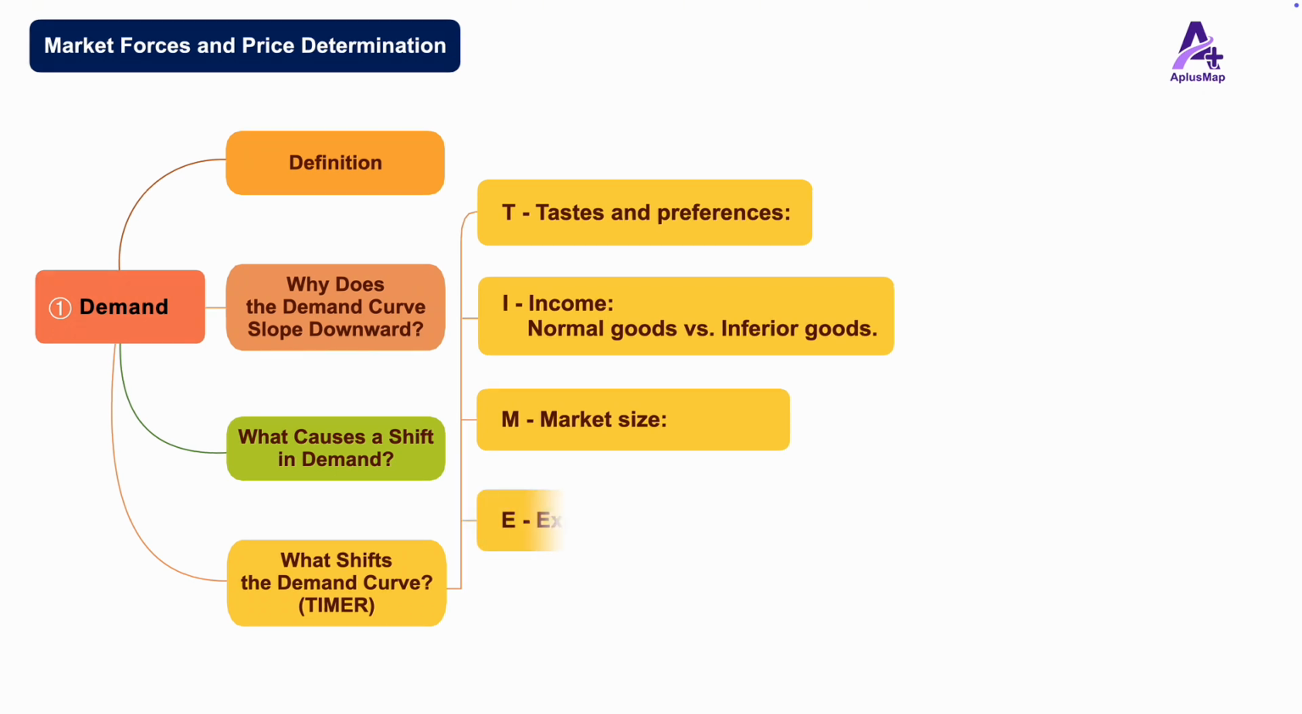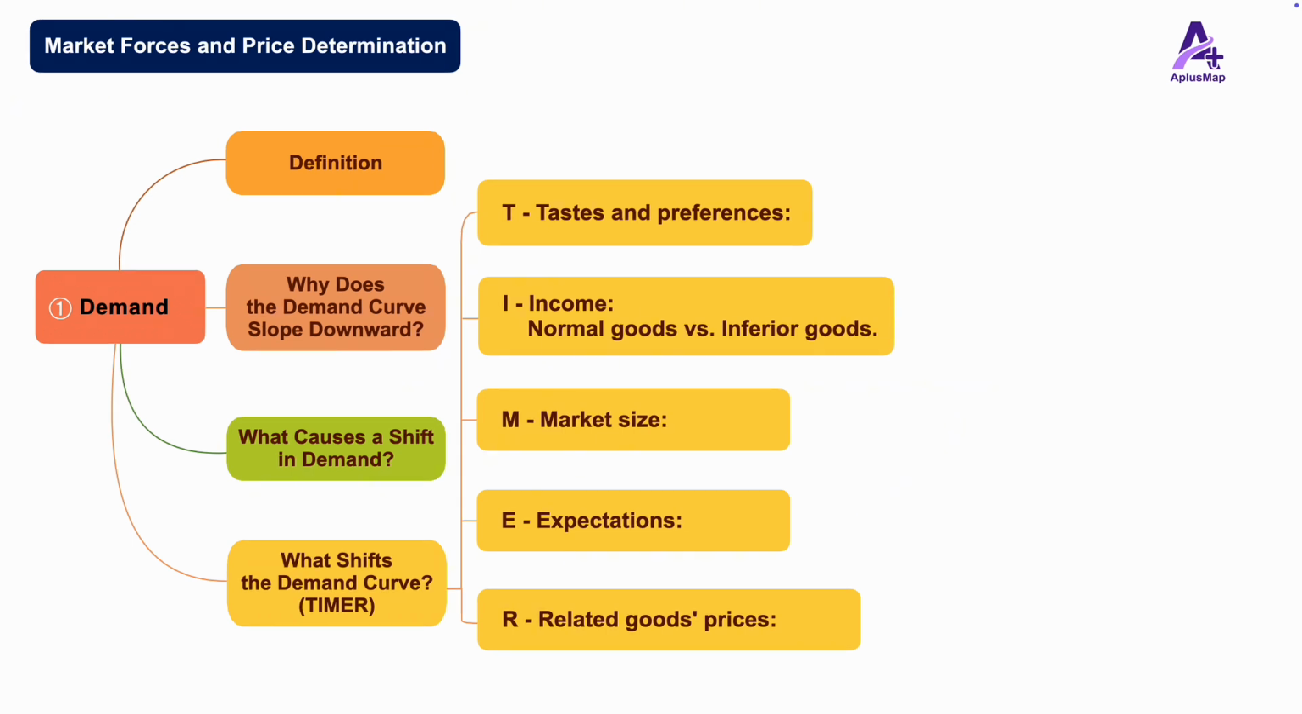Got it. E stands for expectations. What you think will happen to prices in the future. If everyone expects the price of gas to jump tomorrow... Everyone rushes to fill up their tanks today. So current demand shifts right. Exactly. And finally, R is for related goods prices.